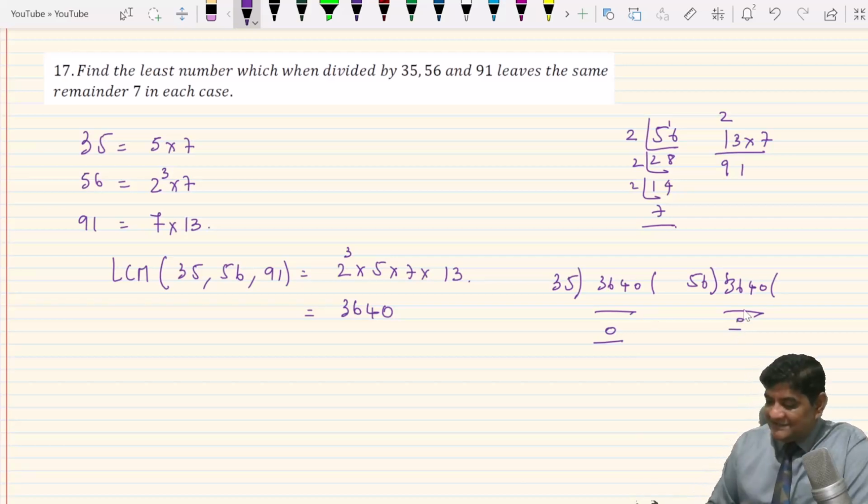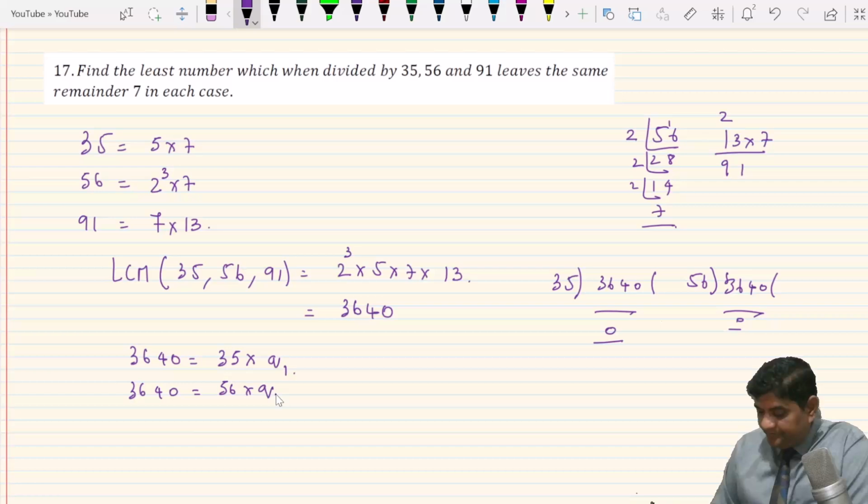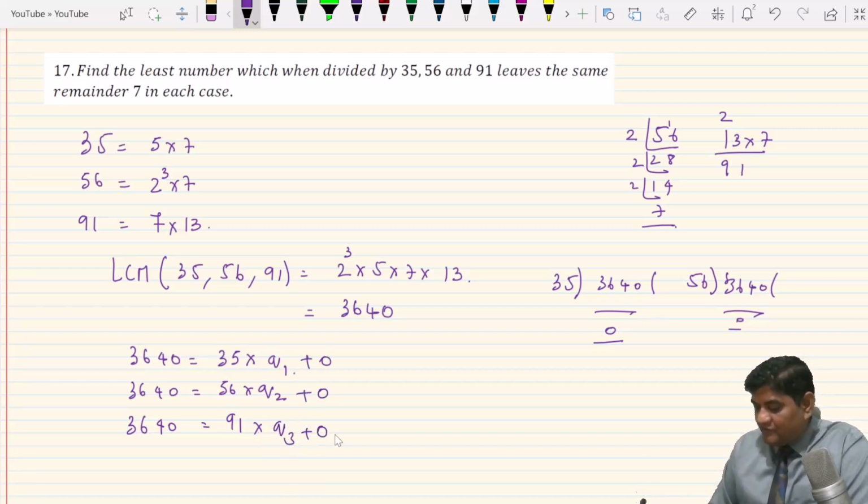So if I had to write this in Euclid's division lemma, what would I do? I would write 3640 as equal to 35 into 8 into 13. Well, I'm just going to write it as Q1. 3640 is going to be equal to 56 into Q2. And 3640 is going to be 91 into some number Q3. And you see, in all these cases, I have a remainder of 0.